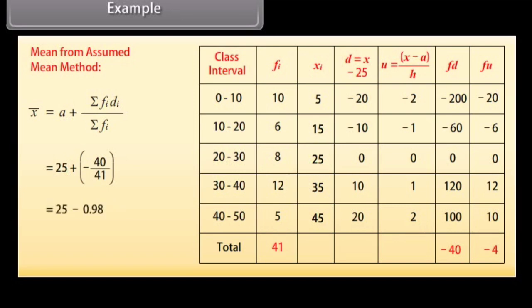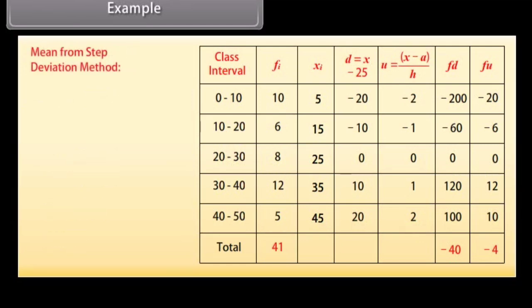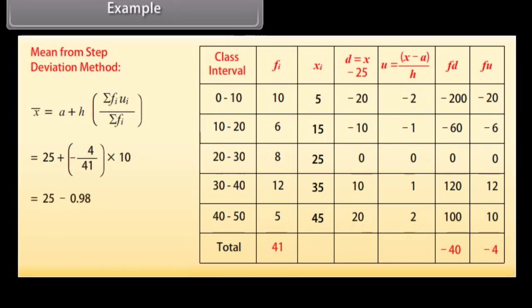25 minus 0.98. 24.02. After this, we find the mean using step deviation method by using the formula assumed mean plus h multiplied by summation of the product of fi and ui divided by summation of fi. 25 plus minus 4 by 41 multiplied by 10. 25 minus 0.98. 24.02.